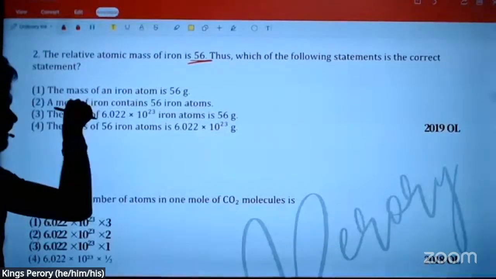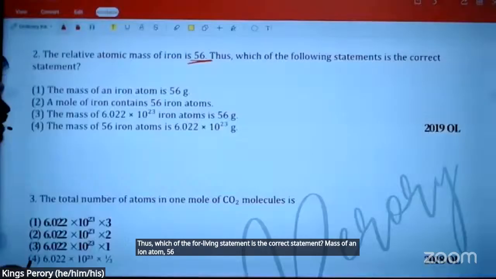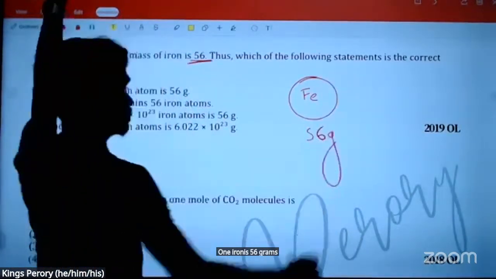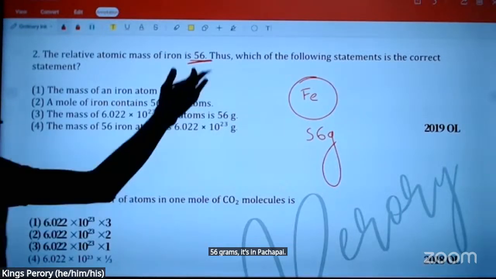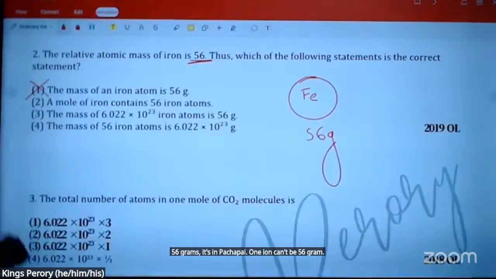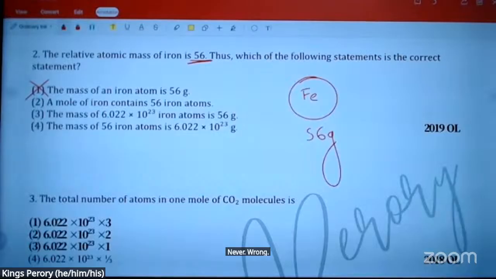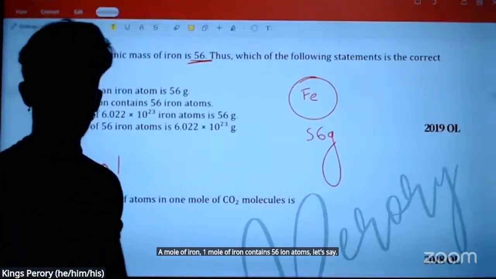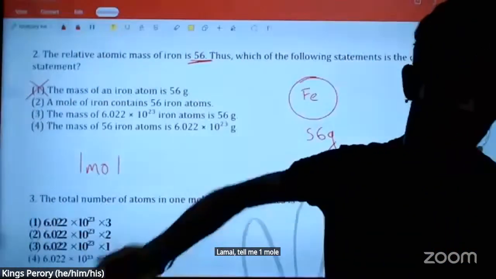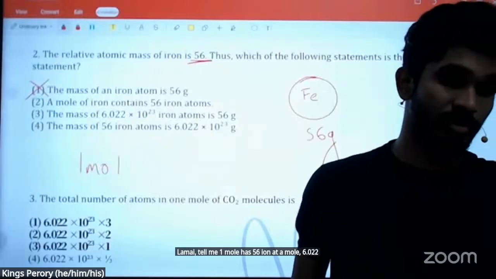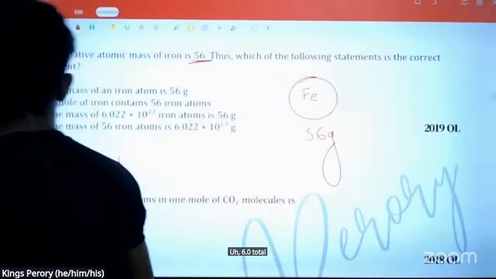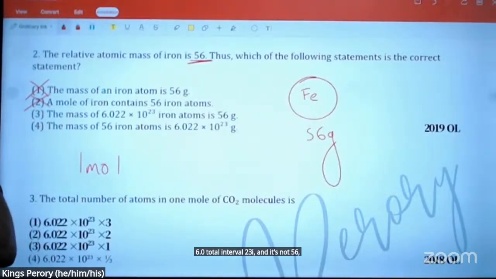Mass of an iron atom is 56 grams. One iron atom is 56 grams, it seems. One iron atom can't be 56 grams. Never. Wrong. Second one: 1 mole of iron contains 56 iron atoms, it seems. Tell me, 1 mole has 56 iron atoms or 6.02 into 10 to the power 23 atoms? 6.02 into 10 to the power 23 atoms, not 56. Wrong, wrong.